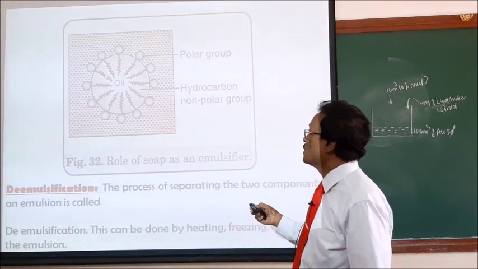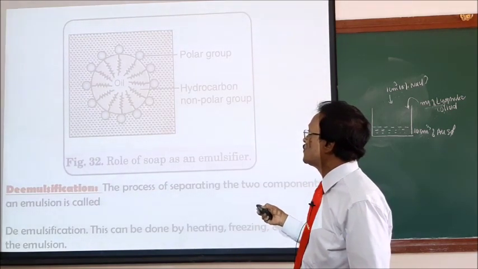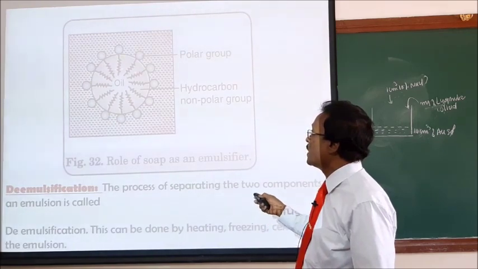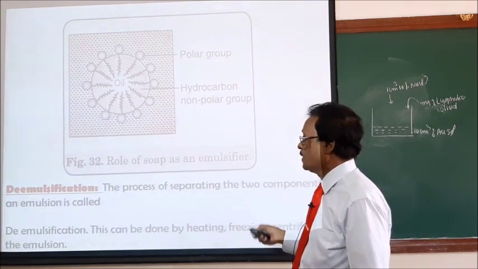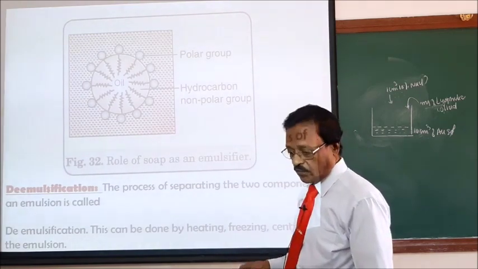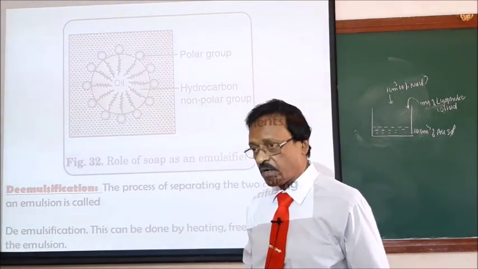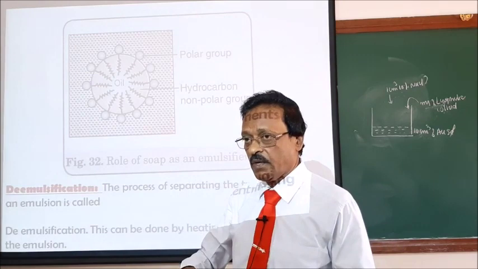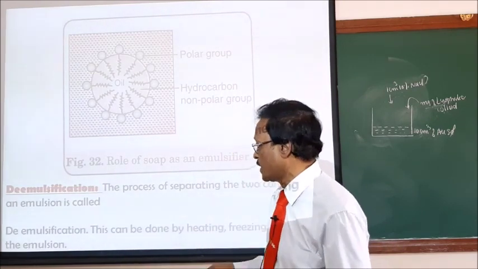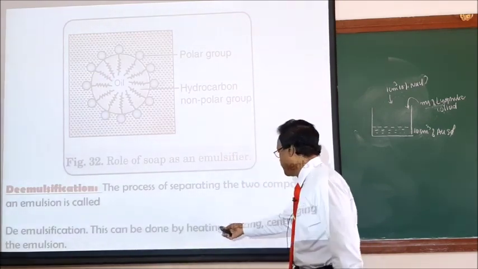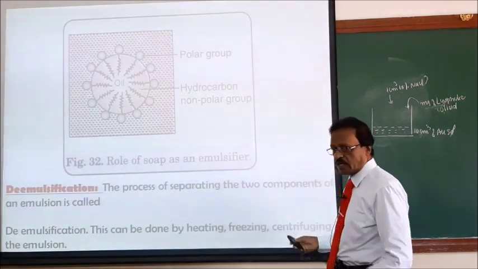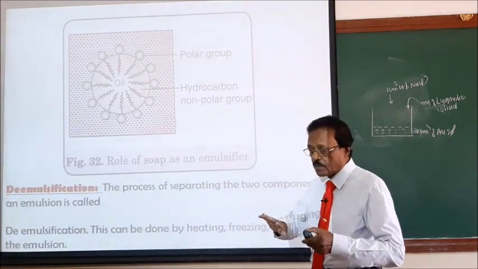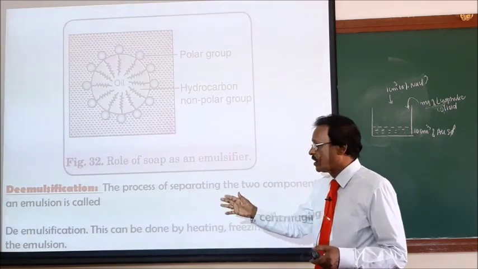So the emulsifier makes a protective layer and prevents the coalescence of the particles, and thereby the emulsion can be kept stable. Now, de-emulsification. If you want to remove the emulsification, even after adding the emulsifier, we can separate the liquids by these methods: heating, freezing, or centrifugation. You carry out the centrifugation, thereby the emulsion can be broken down. That's called de-emulsification.